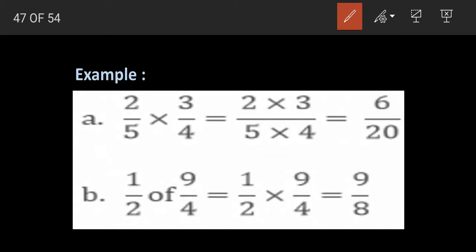Come to one more example. Here, 1/2 of 9/4. This "of" means multiplication. When "of" is written in the middle of two fractions, that means it is multiplication. So in that place you have to put a multiplication sign. Now we get the product of two fractions, then what to do? Multiply the numerators. So it is 1 × 9 is 9, 2 × 4 is 8. Just multiply the numerators, divided by the product of denominators.